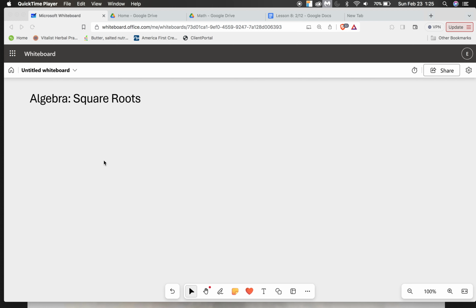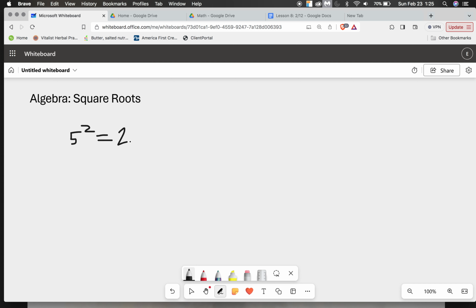I just want to do a quick review on what square roots are. In the last lesson we were talking about cubed and squared terms, or exponents. Anything from a number to a variable can be squared, and you can have parentheses squared, etc. You could have 5 squared, and 5 squared would equal 5 times 5, which is 25. But you could also have something like x squared, which would be x times x.